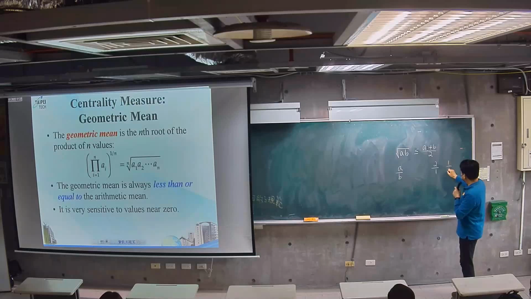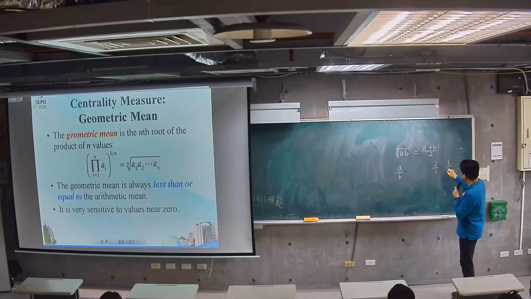But if you take the geometric mean, that would be equal to 1. So for ratios, we usually use the geometric mean, because the distribution of the values of a ratio would be different.